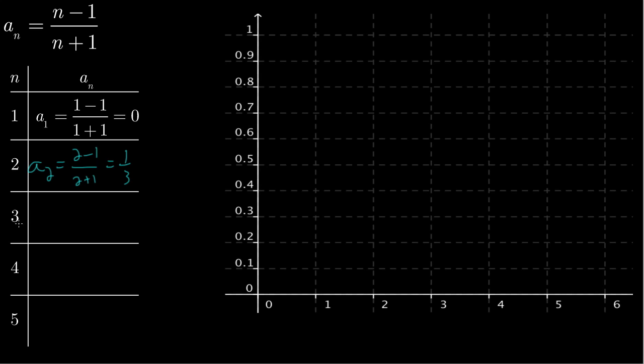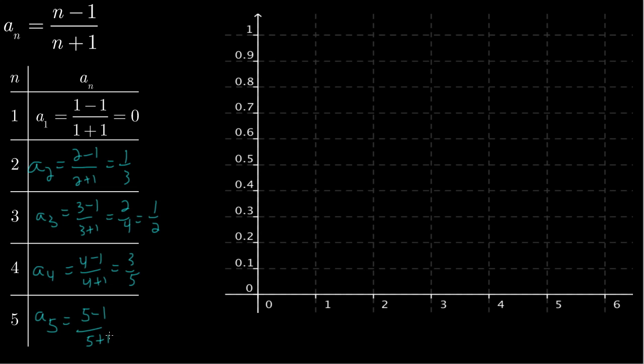The third term, plugging in a 3, is 3 minus 1 over 3 plus 1, which is 2/4, reduces down to a half. The fourth term, 4 minus 1 over 4 plus 1, is 3/5. And then the fifth term, 5 minus 1 over 5 plus 1, which is 4/6 or 2/3.